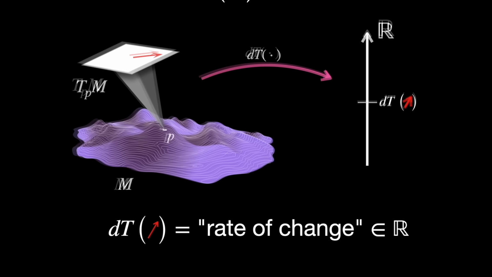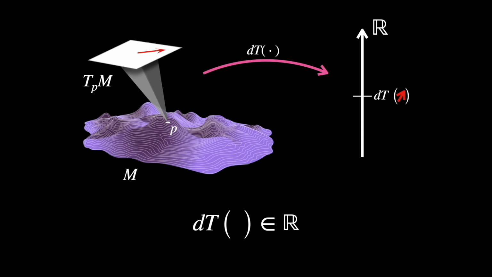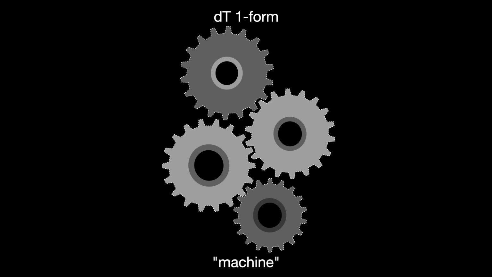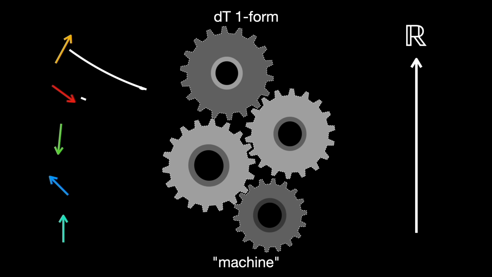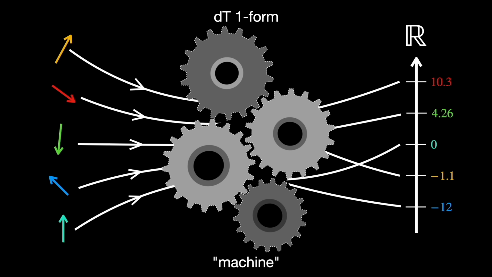However, it's important to emphasize that dt on its own, with no vector attached to it, is not a real number. It's more like a mapping, or a machine, that takes in a direction and tells you how the function t is changing along it. That's a one-form.